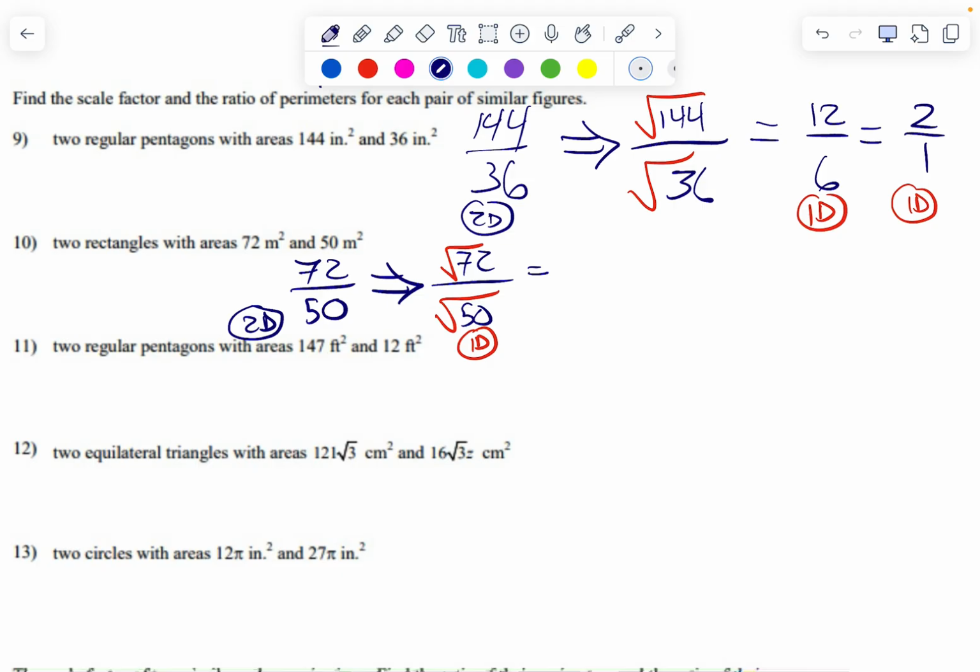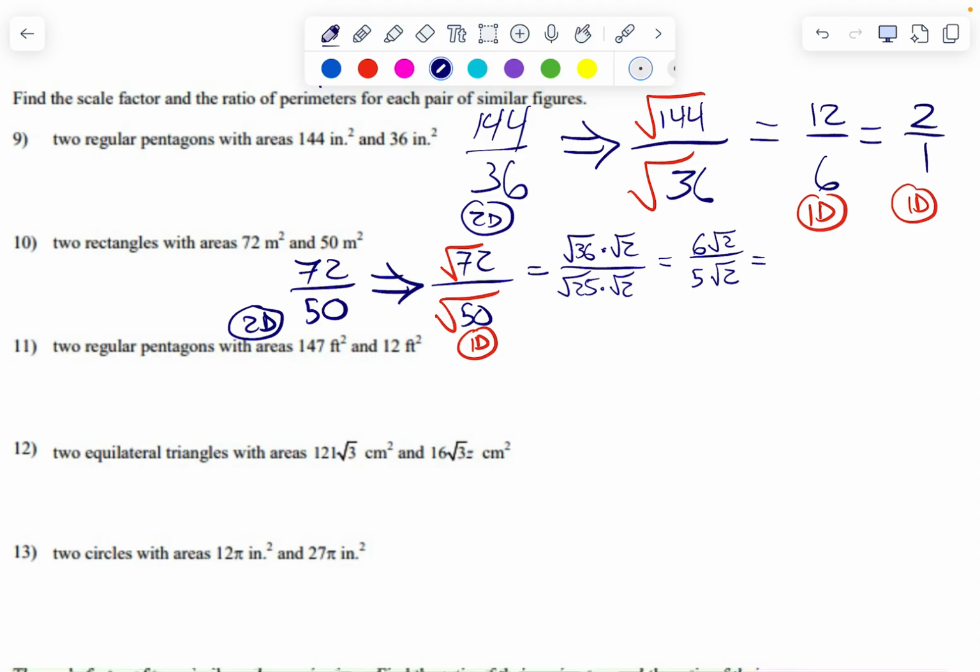What's the simplified radical version of square root of 72? Okay, so square root of 36 times square root of 2 over, how about 50? Square root of 50. It's the simplified radical version of that. Okay, square root of 25 times square root of 2. Okay, square root of 36 is 6. Square root of 25 is 5. Okay, that looks much better because why?